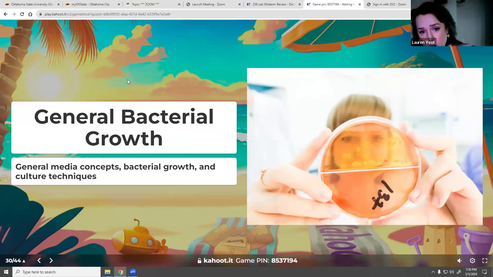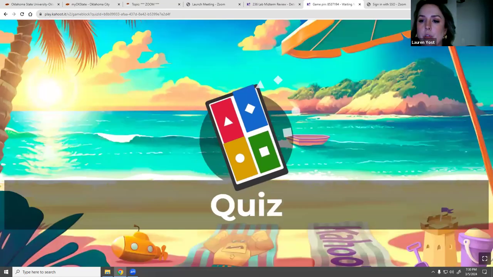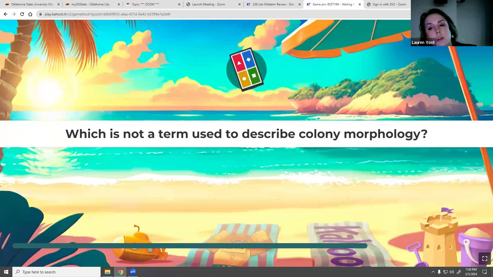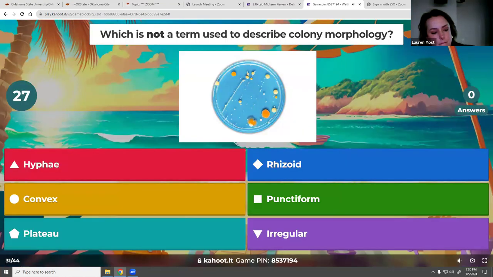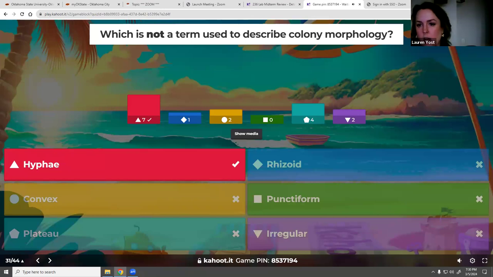Okay, general bacterial growth. This is talking about media like slants and plates and broths, as well as culture techniques and things like colony morphology, which is the first question. Which is not a term used to describe colony morphology? This is a difficult one. All right, so this is hyphae. Hyphae refers to the extensions on mold, like when you get a fungus and those hairs growing out like that, that's hyphae. So that's not colony morphology as far as describing the shapes of the growth on the plates.